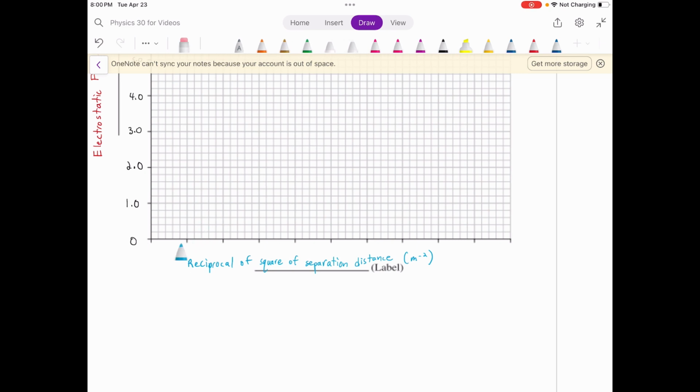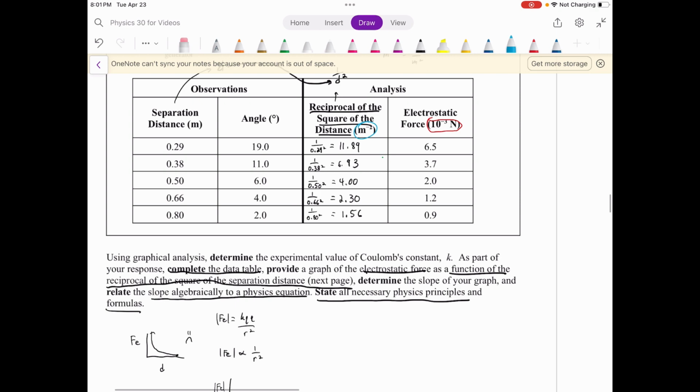So here I can't go up by ones because once again I have 10 ticks to work with, right? And if I go up by ones for the major ticks, I'll only get to 10. I need to go higher than 10. I need to get up to 11.89.